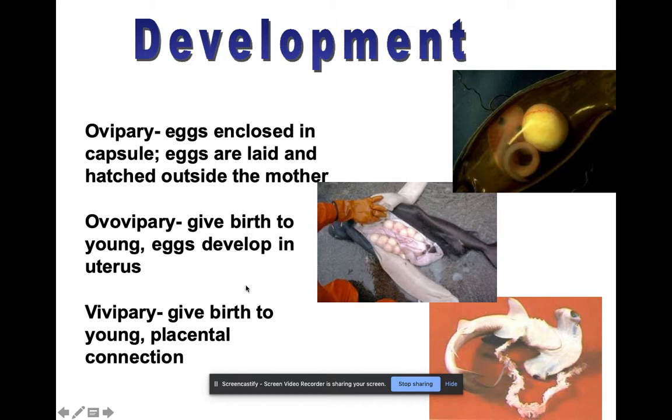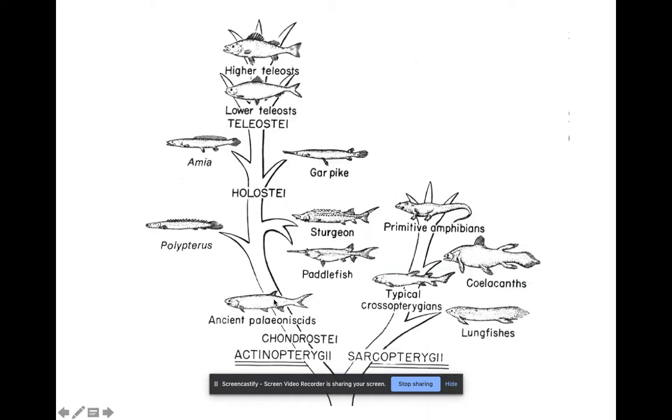Viviparity is what we're very familiar with, where there is a placental connection, and we give birth to live young. Humans, for example, are a great example that we're familiar with.